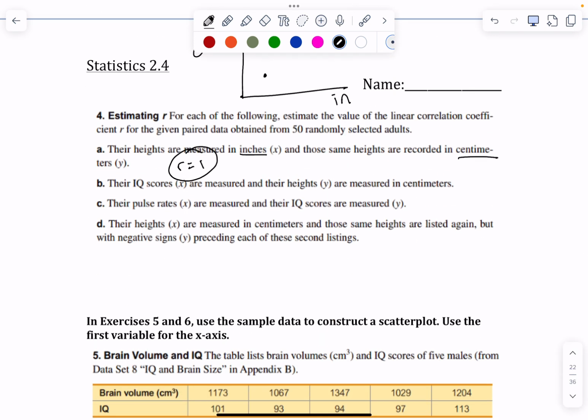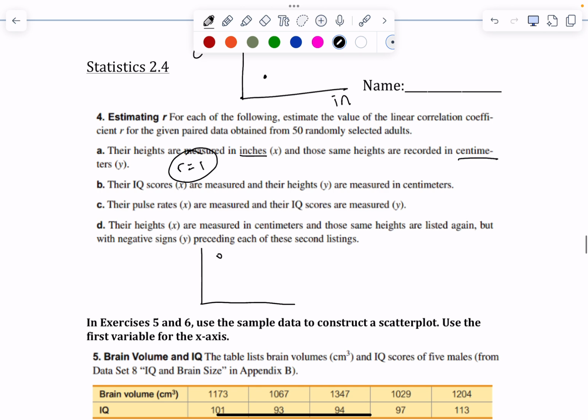Question about D. The heights in centimeters and those same heights listed again, but with negative signs in front of it. Say that one more time. Okay, so your heights are measured in centimeters, but the same heights are listed as negative. So -1. So it's doing this instead. That makes sense?